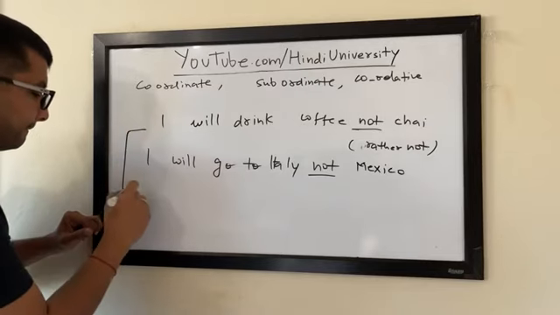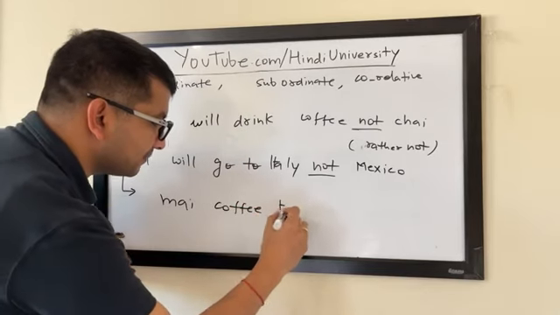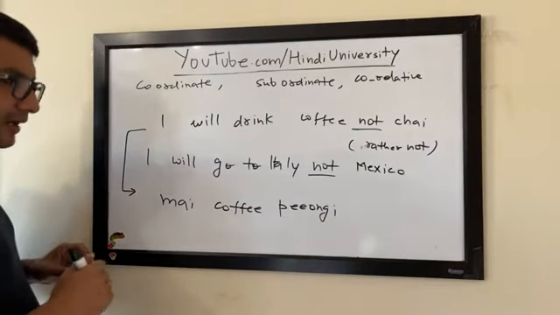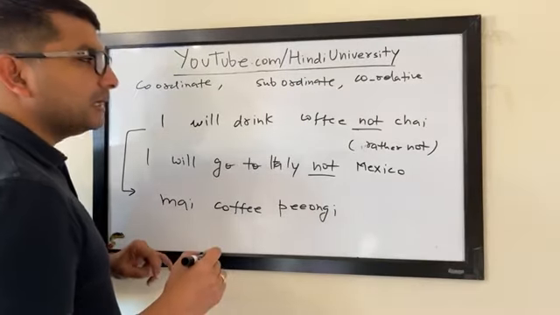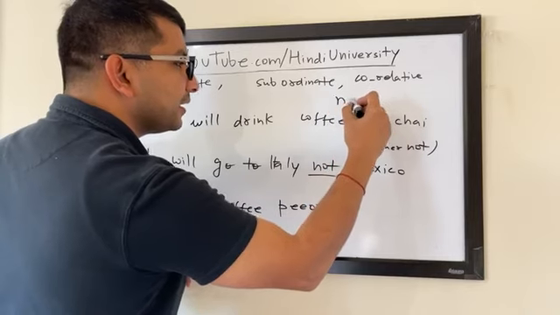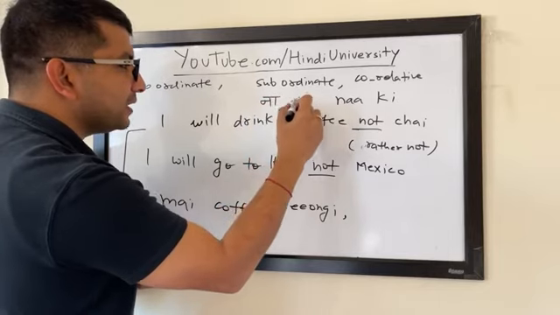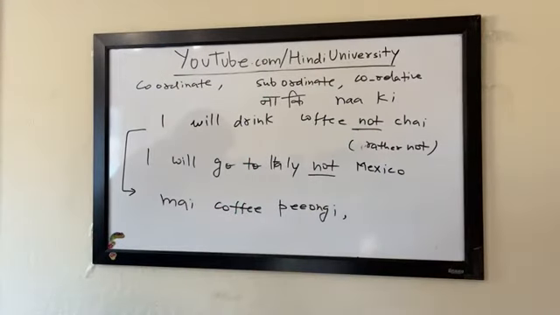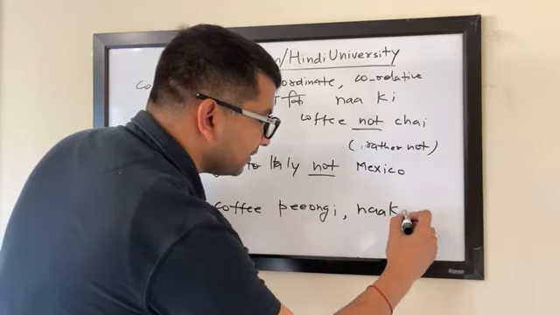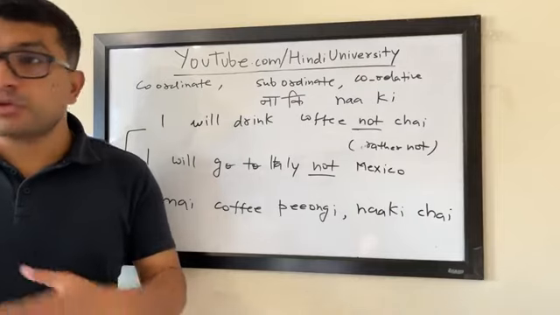Main coffee piungi. Chai nahi. Okay, you can say that: Main coffee piungi, chai nahi. But if you want to use a conjunction, in addition to what you said, you can also say na ki. That is the conjunction you can use. So you have a na, and then you have a ki. Now try it again. Main coffee piungi na ki chai. Very good. Na ki chai. Awesome.